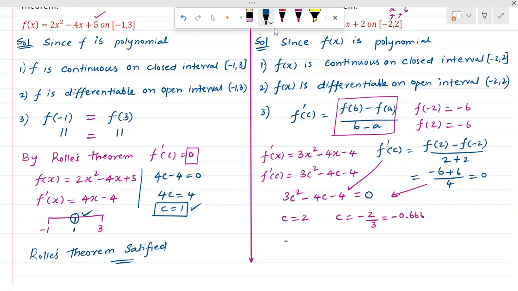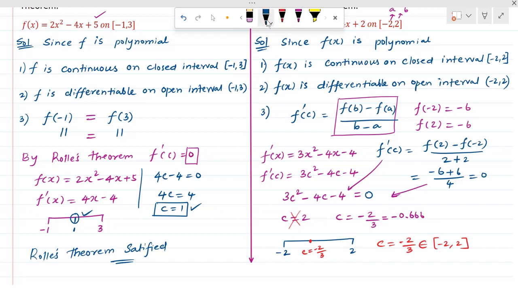So what happened? The given interval is minus 2 to plus 2, since it is an open, differentiable open interval. So therefore 2 is not included. But this minus 0.66, it will be here. So it will be inside. So c value is equal to minus 2 over 3, which lies inside the interval. So therefore it belongs to minus 2 to plus 2.